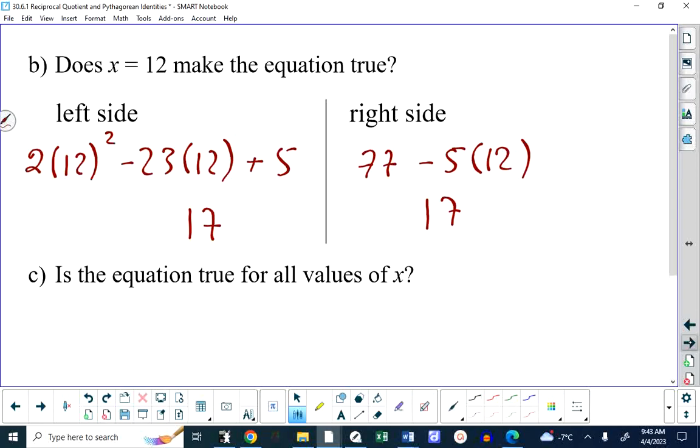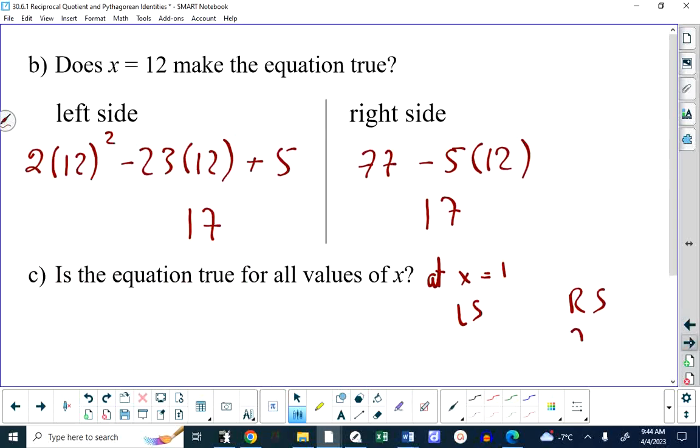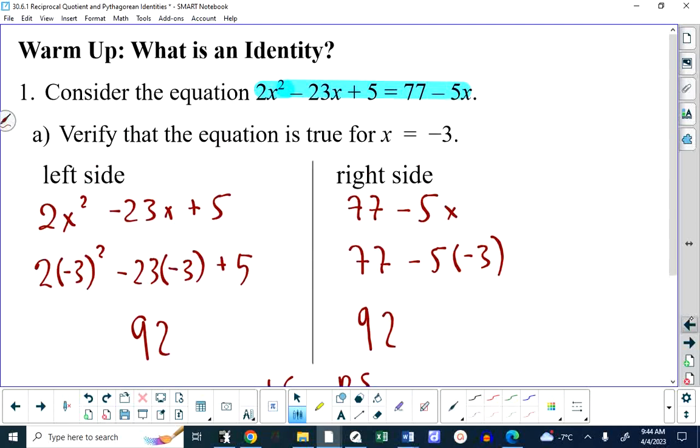So if I use 1, at x equals 1, what's the left side and what's the right side equal to? Well, I'm not going to worry about showing my work here, because when I put in 1, that's pretty easy. I'm just going to have 77 minus 5, which is 72, I believe. So the right-hand side would be 72. When I put in 1, I'm going to have 2 minus 23 plus 5, which I believe is negative 16, but I would like your help in confirming that it is. Janessa is saying yes, so it's negative 16.